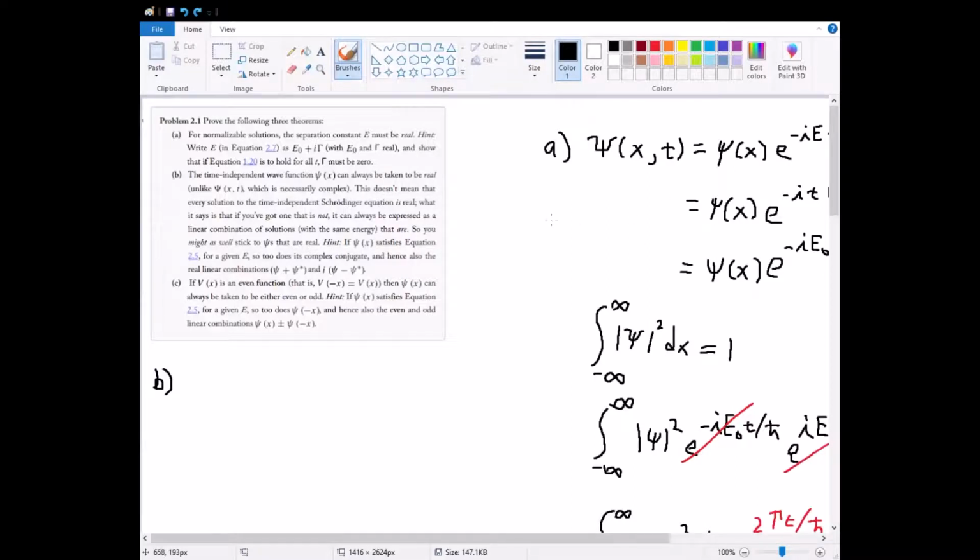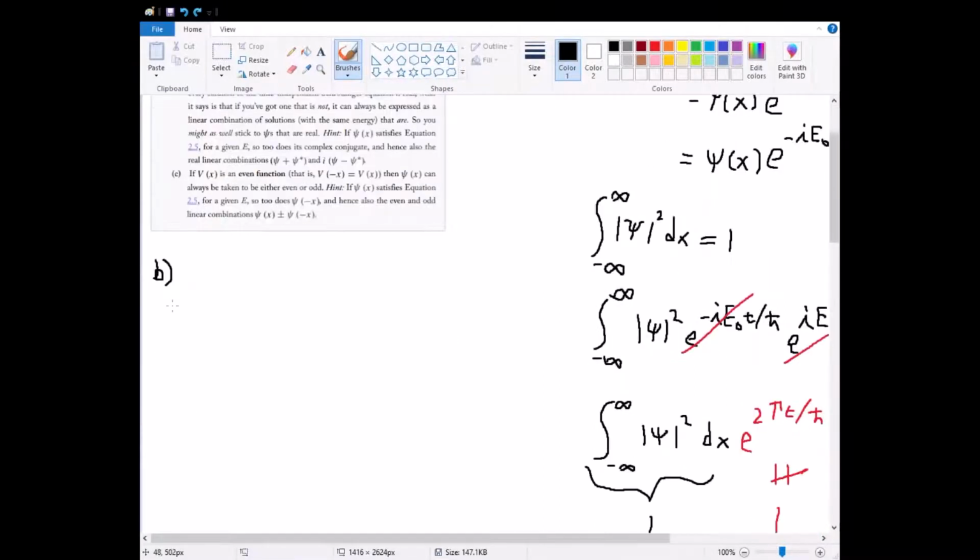So this is what we're trying to prove, and it seems a little bit intimidating because of this big chunk of text, but it really is not as bad as it seems. So let's look at the hint. If little psi of x satisfies equation 2.5, which is the time-independent wave function equation for little psi, for a given E, so too does its complex conjugate. Let's unpack what this first sentence means. Equation 2.5 is basically just the form of the time-independent wave function solution for little psi.